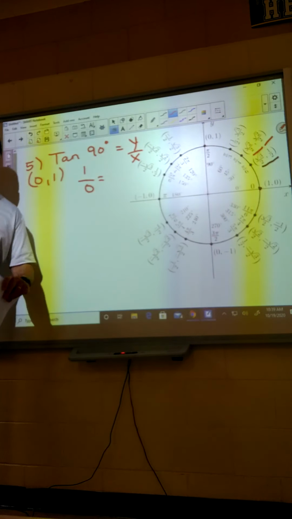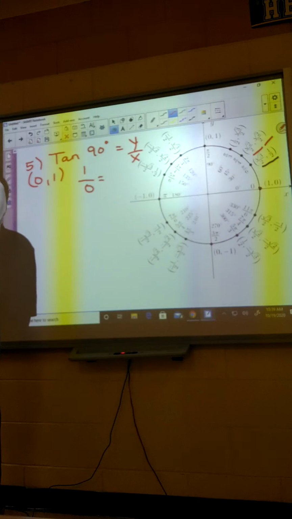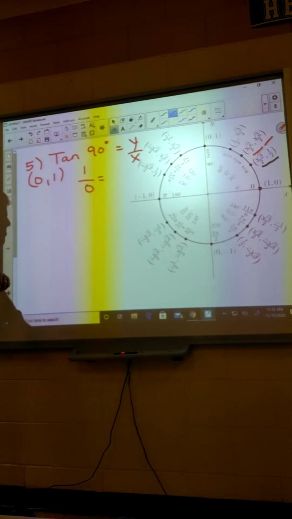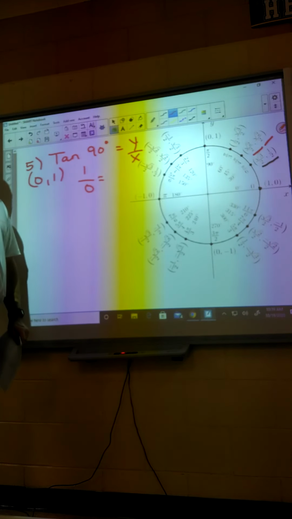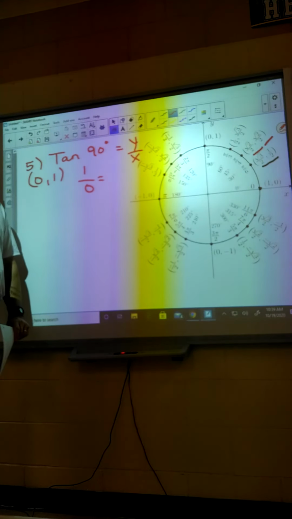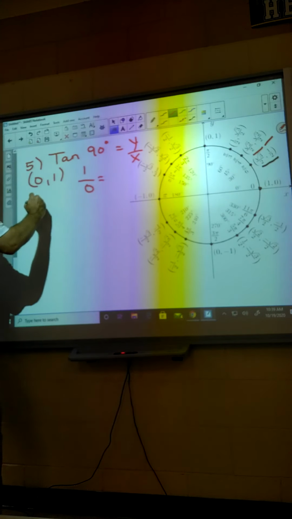What if y'all plug that in if you had calculators? You can't divide by 0. Anytime 0 is on the bottom, what's your answer? No. If it says error, you can't do it. And if you can't do it, it's no solution or undefined. I'm going to write undefined.